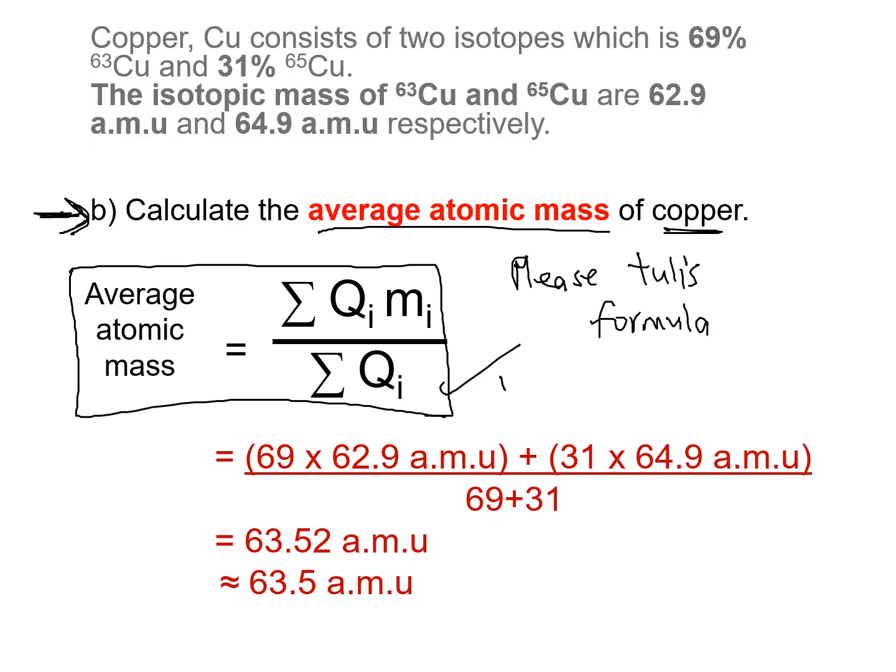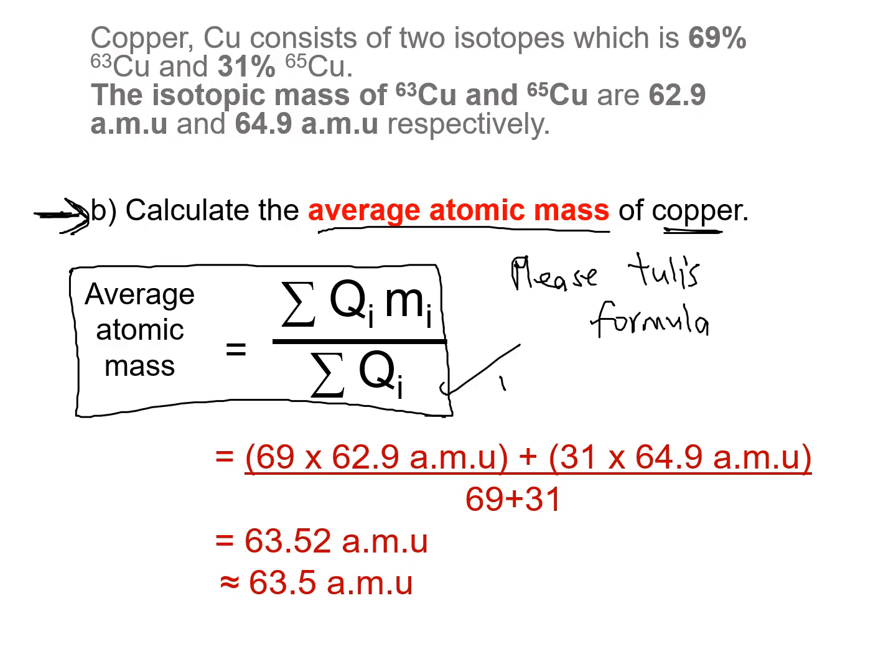Okay, biasakan tulis formula. So, average atomic mass, you know that it is a summation of Qi bahagikan dengan summation of Qi. Apa tu Q? Percentage abundance. Kalikan dengan isotopic mass. Campurkan dengan another percentage abundance. Kalikan dengan dia punya isotopic mass. Okay. And then bahagikan dengan dia punya percentage abundance.